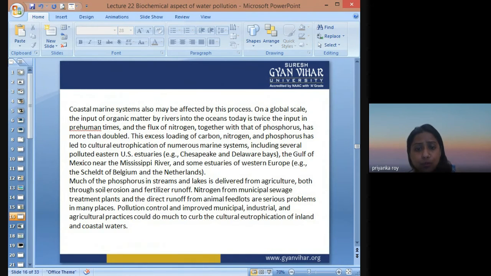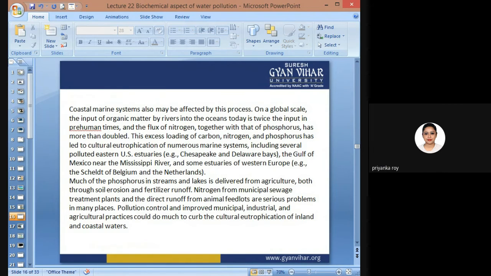Now, much of the phosphate in streams and lakes is delivered from agriculture, both through soil erosion and fertilizer runoff. The nitrogen from municipal sewage treatment plants and the direct runoff from animal feedlots are serious problems. So in many places, pollution control and improved municipal, industrial, and agricultural practices could do much to curb the cultural eutrophication of inland and coastal waters.